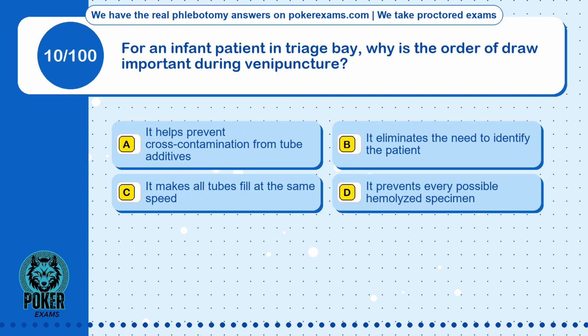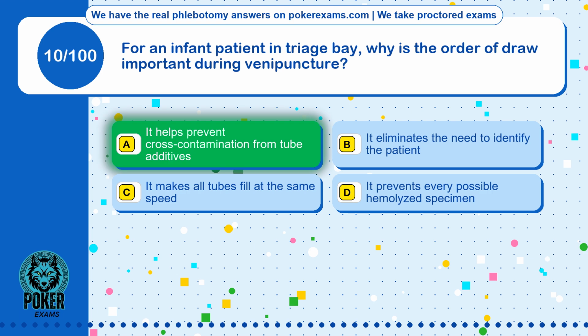Question 10. For an infant patient in triage bay, why is the order of draw important during venipuncture? Option A. It helps prevent cross-contamination from tube additives. Option B. It eliminates the need to identify the patient. Option C. It makes all tubes fill at the same speed. Option D. It prevents every possible hemolyzed specimen.